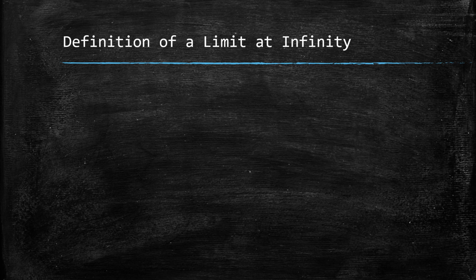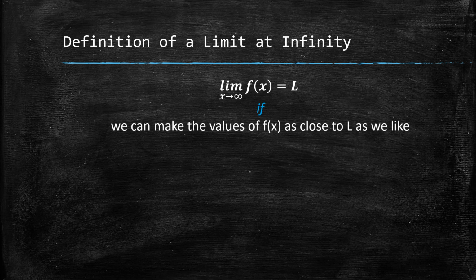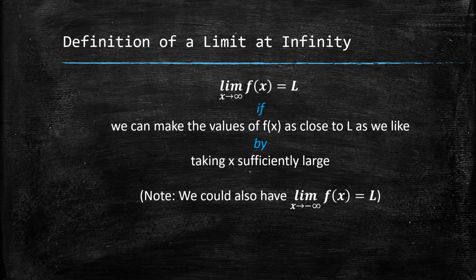This brings us to a definition of what it is to be considered a limit at infinity. So we say that the limit of a function as x tends to infinity exists and is equal to L if we can make the values of f of x as close to L as we like by taking x sufficiently large. Notice once again, we could also have the limit as x goes to negative infinity of f of x equals L. I don't want to leave out negative infinity.